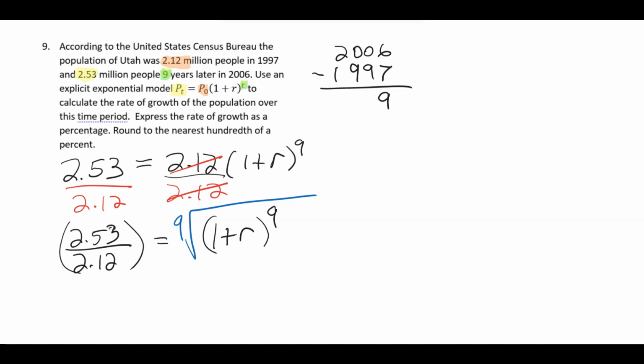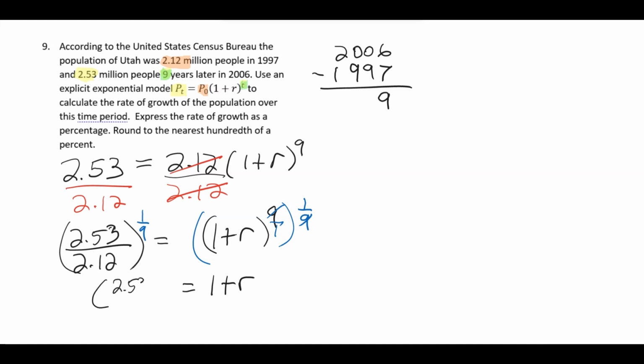So instead of the 9th root, I prefer to write it as a 1/9 power, because then that's something I can do on my calculator without knowing any fancy buttons. This works because when you raise a power to a power, you multiply, and 9 times 1/9 is just 1. So we end up with just 1 plus R. The right side is just getting a little bit more and more messy.